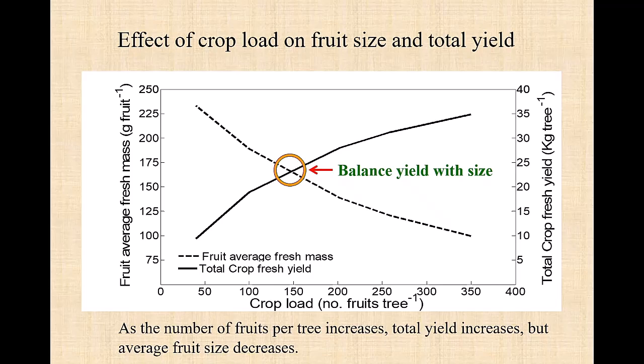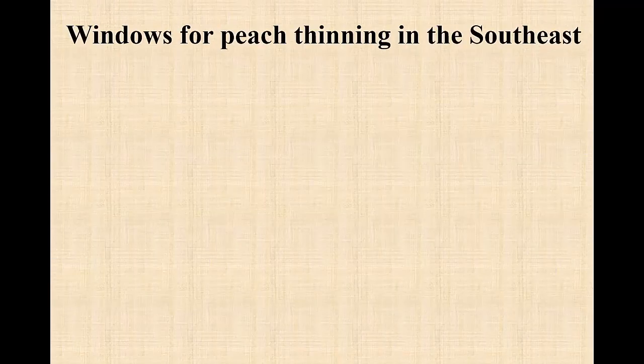Okay, all of you know, you can put a lot of peaches on a tree, but obviously you have to have the right size or sufficient size to market it. So there's that sweet spot. 175 grams is about a 2 3/4 inch peach. So once again, that's why we thin. Hopefully, we have a crop we do want to thin.